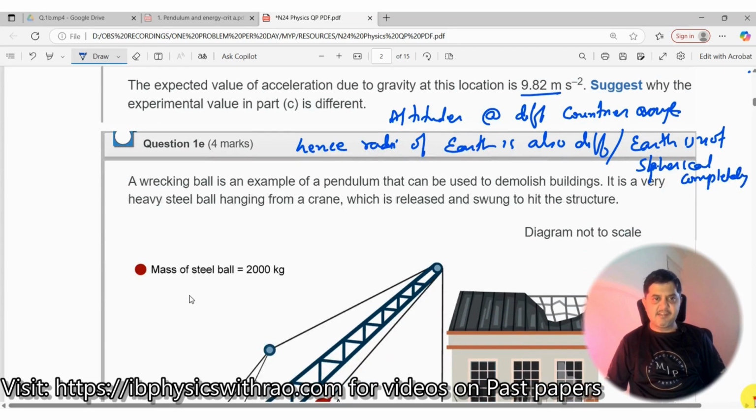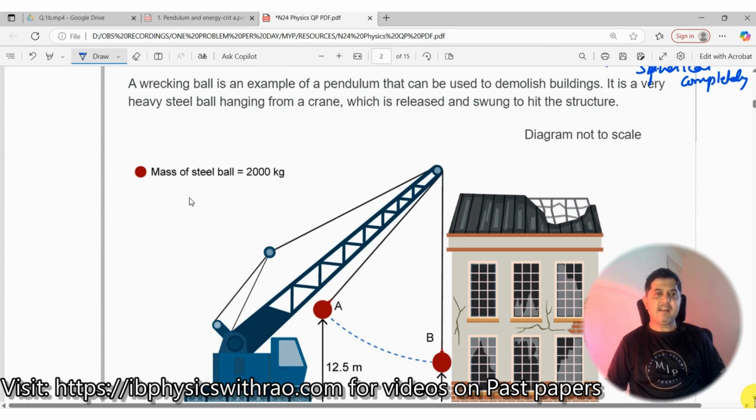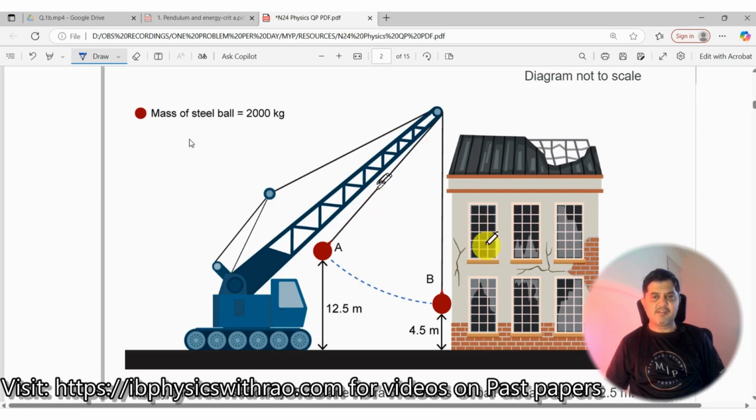The next question says, a wrecking ball is an example of a pendulum that can be used to demolish buildings. It's a very heavy steel ball hanging from a crane which is released and swung to hit the structure. So you have something like a wrecking ball and you want to destroy this building. What you do is you take this ball, you hit it across, it goes and hits here, and then it breaks off this building. You see the initial height of the ball is 12.5 meters and it hits at a height of 4.5 meters.